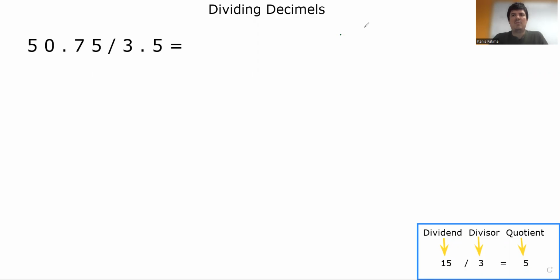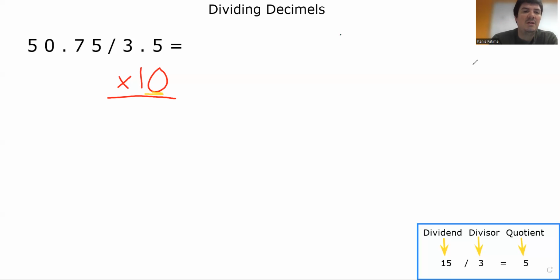And finally, we have a division problem where both the dividend and the divisor have decimals. So here, the first thing we need to do is get rid of that decimal in the divisor. So again, to get rid of the decimal, we need to multiply by multiples of 10. So looking at 3.5, we need to multiply by 10 to move the decimal over. So again, when you're multiplying a decimal by 10, you move the decimal over however many zeros there are.